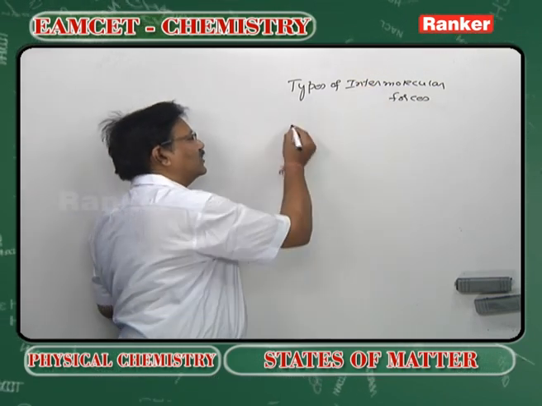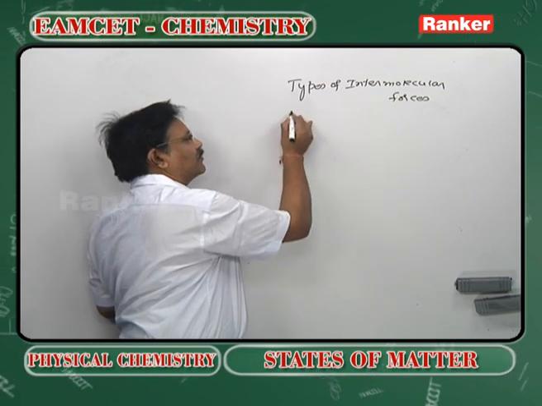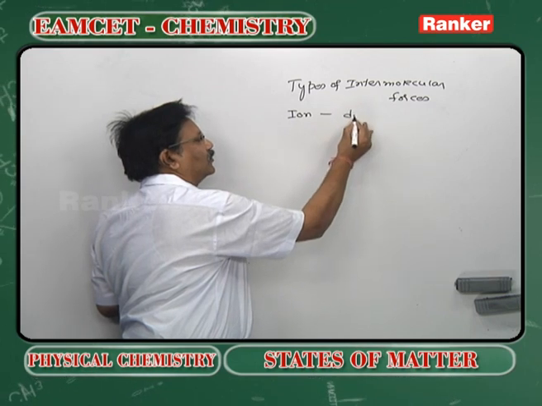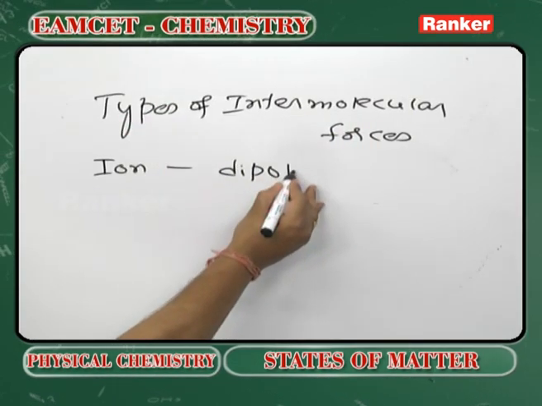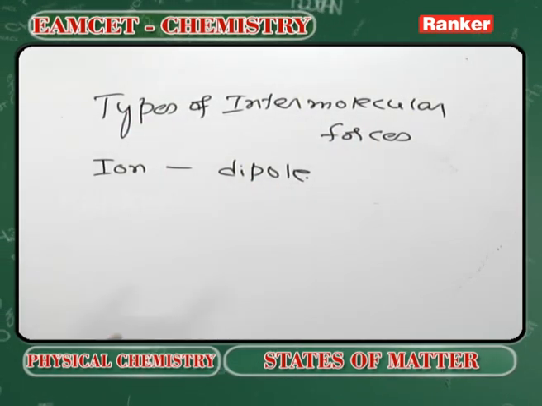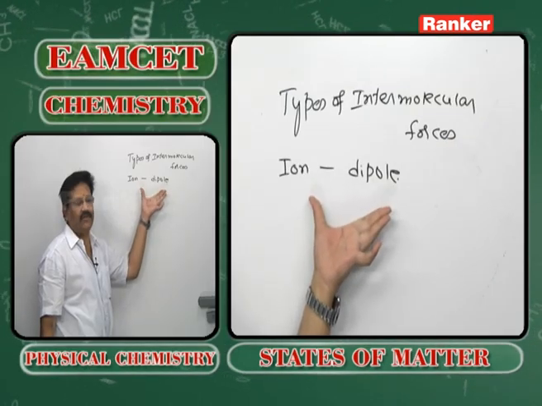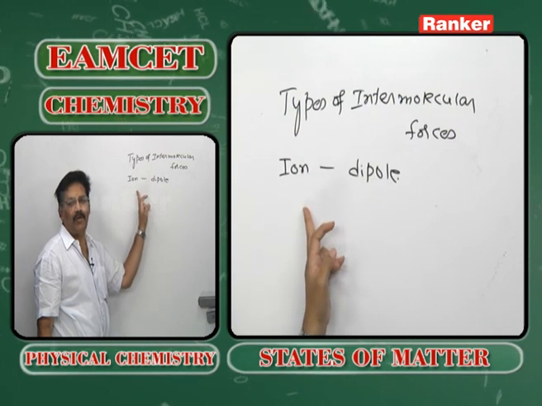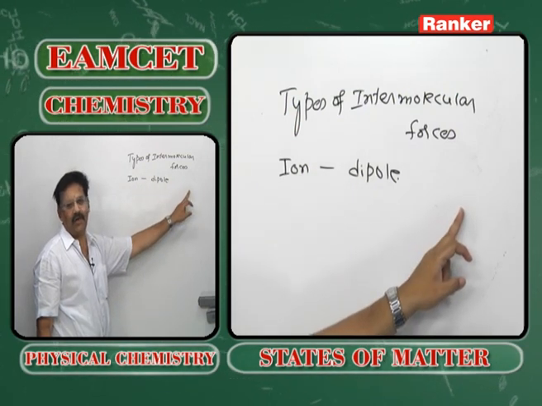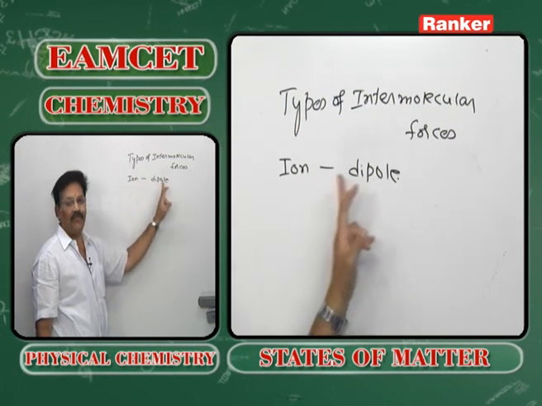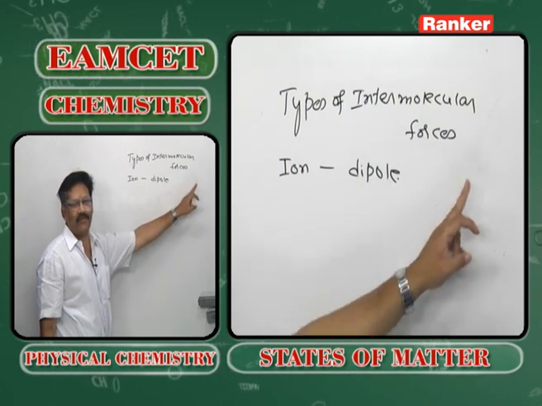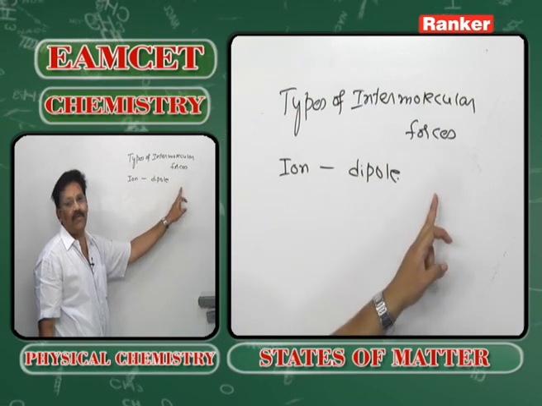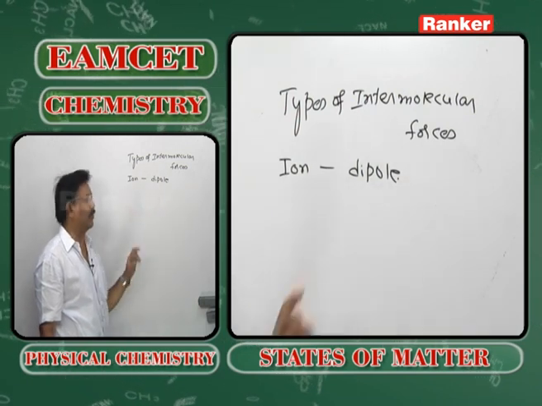Now coming to the first type, ion-dipole. This type of intermolecular force will exist between an ionic compound and a polar covalent compound. Ion-dipole type of forces will exist between an ionic compound and a polar covalent compound.